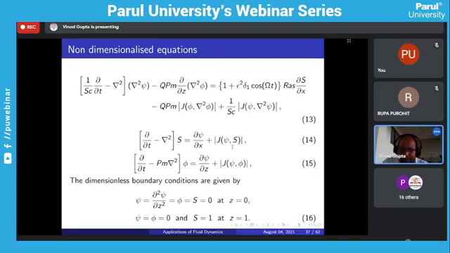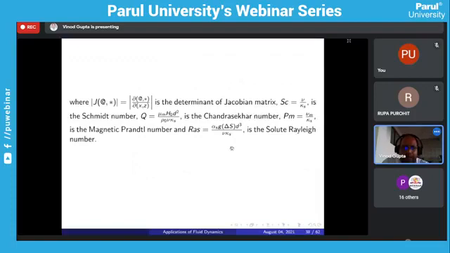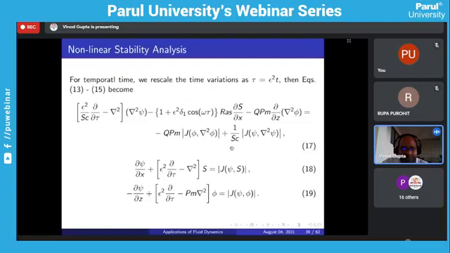As you know, the cells are periodic, so we assume our solution in periodic form. For the nonlinear stability analysis, we have assumed tau equal to epsilon square t, because when we experience the gravity modulation, time is very short. That's why we rescale tau equal to epsilon square t. When you substitute into the equations, you get this set of equations.